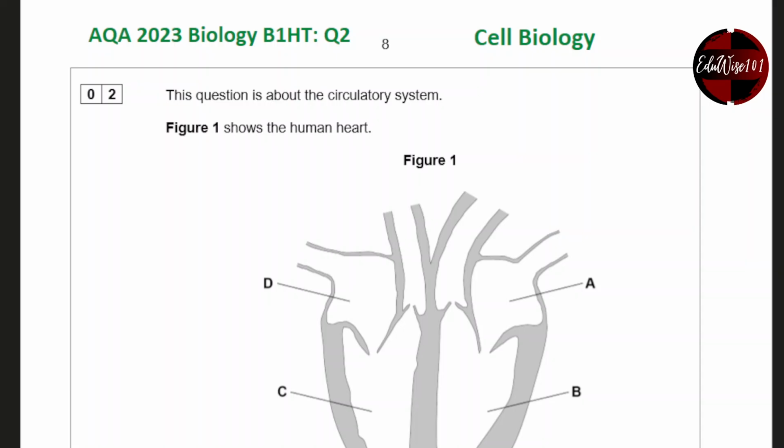In this video, I'm going to go through the AQA Biology Paper 1 Higher Tier, question number 2 from 2023. This question is on the topic of cell biology, mainly about the structure of the heart and coronary heart disease and so on. This question is about the circulatory system. Figure 1 shows the human heart.